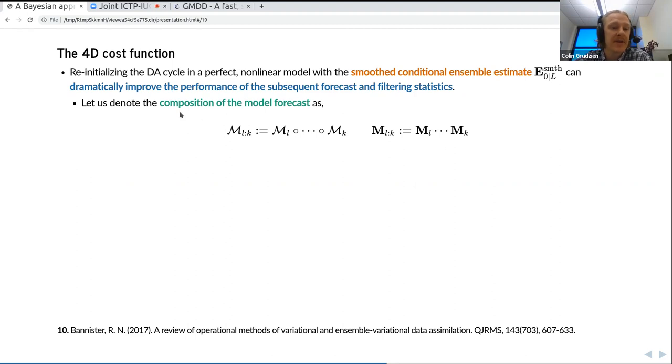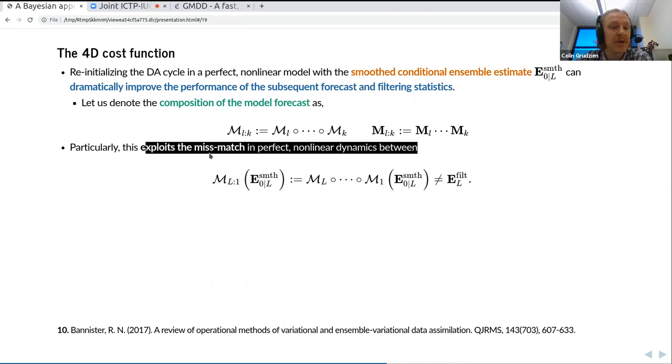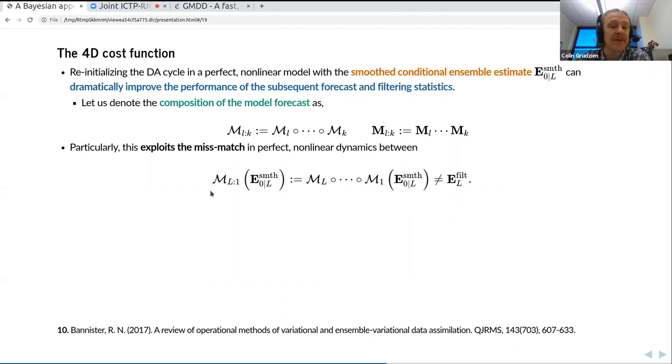And so if we denote a composition of the model forecasts, with the slice notation again to represent this composition of these nonlinear models, or the slice notation to represent the product of all these linear transformations, if we initialize with the smooth prior, this exploits the mismatch in perfect nonlinear dynamics. If we took this initial ensemble, which is smoothed with all this additional information, and propagated that forward in time, generically, this does not equal the filtered ensemble at the same time. In the theoretical sense, in just the linear Gaussian model, these two would be identical. But in reality, of course, they're not.